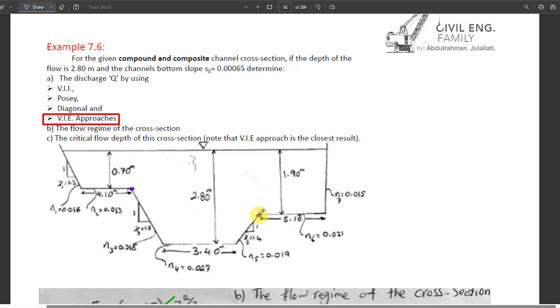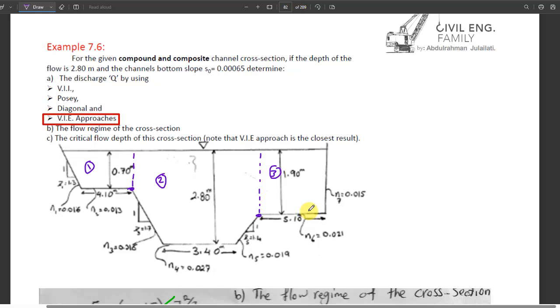This one, for example, and this one. Therefore, what should I do? I should break the channel from here, and from here as well, vertically. Vertical interface, because it says, okay. So I have shape 1, shape 2, and shape 3. For each shape, I should get area and perimeter, and also here another unknown, which is n equivalent.